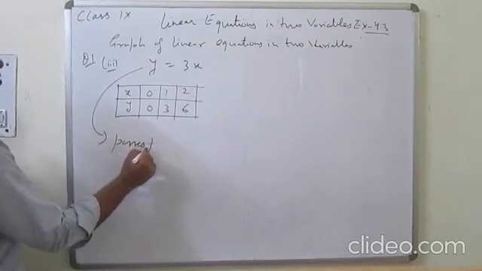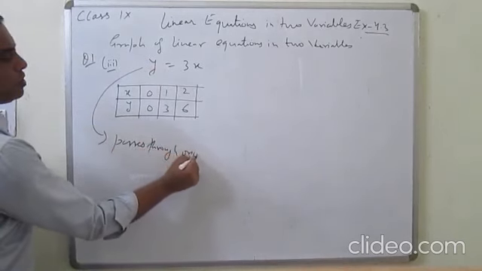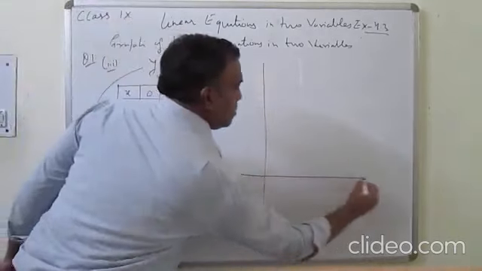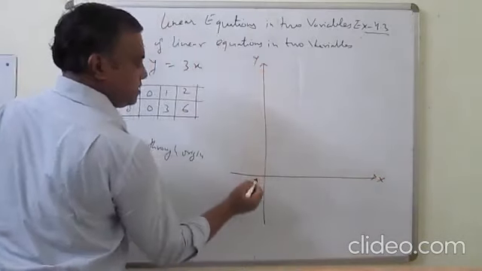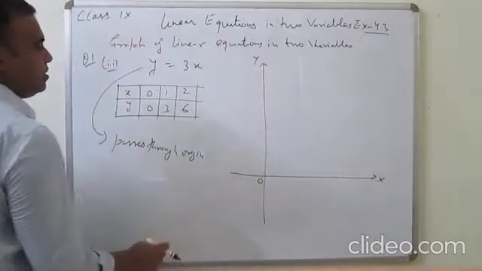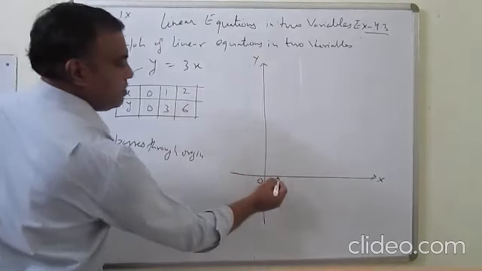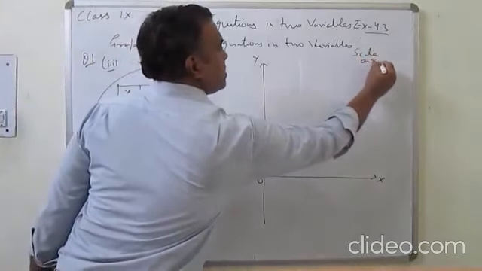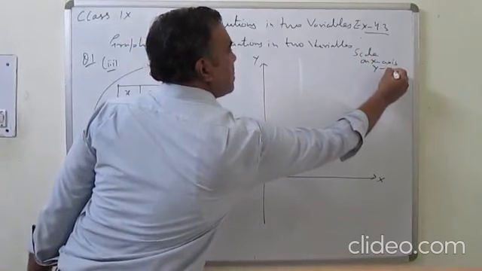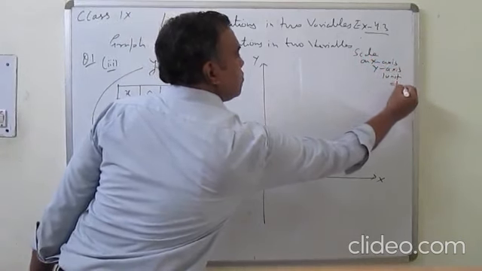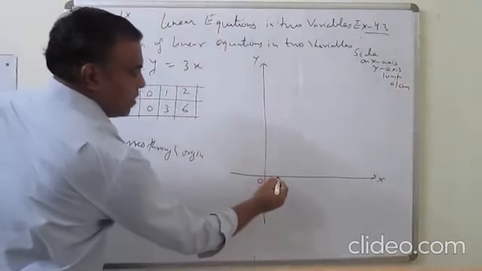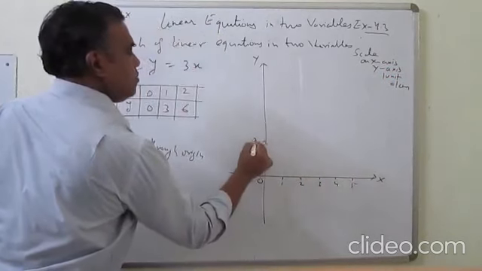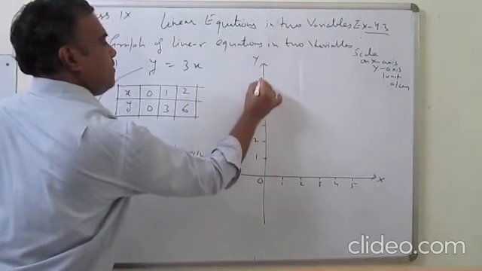We see that the graph of this equation passes through the origin. ये कहां से पास होगा? It passes through the origin. Whenever the constant is not there, the graph passes through the origin. See here, this is the x-axis, this is the y-axis, this is the intersecting point 0, the origin. Now you can take a scale, 1 unit is equal to 1 centimeter. Scale ले लीजिए on x-axis and y-axis. 1 unit, 2, 3, 4, 5. 1, 2, 3, 4, 5, 6.